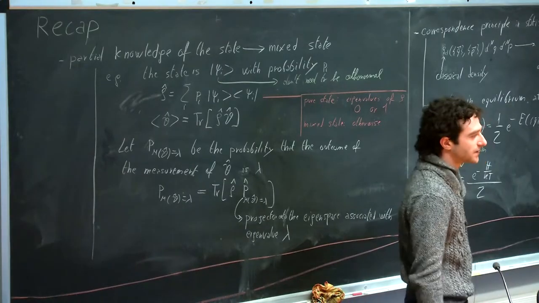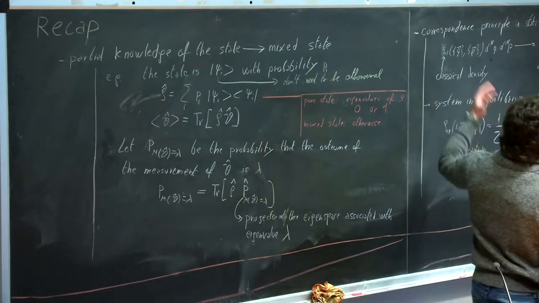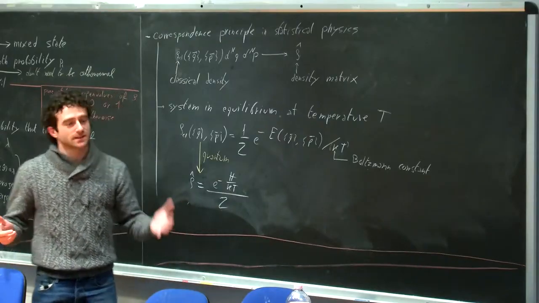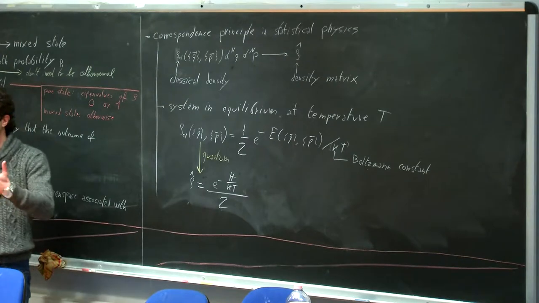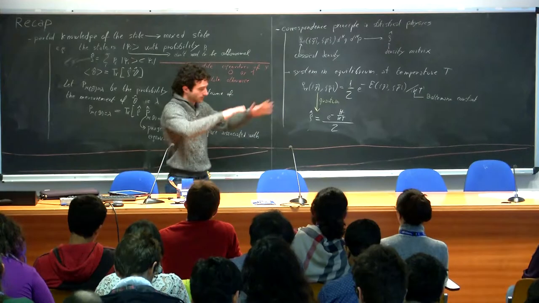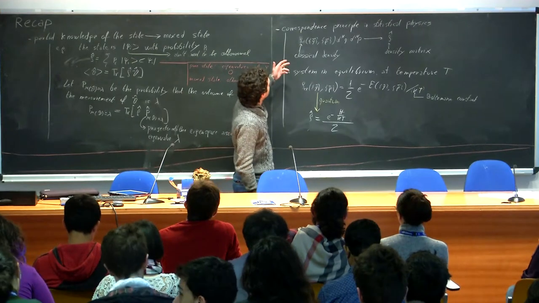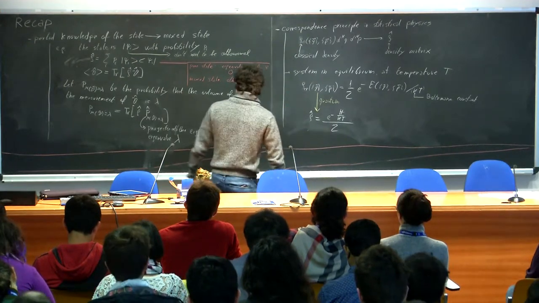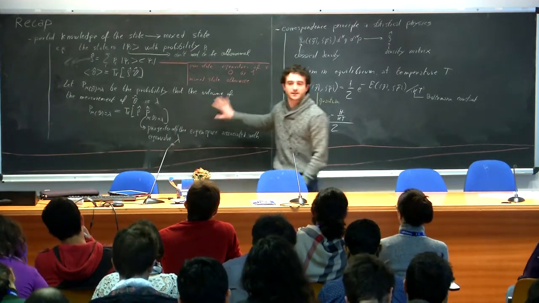Then I also told you something about the entropy of the state. We know the definition of the entropy in classical statistical physics. We know that it measures the number of microstates with given thermodynamic properties, in particular with a given temperature, for example, or given total energy. And so the classical expression, can I erase here?